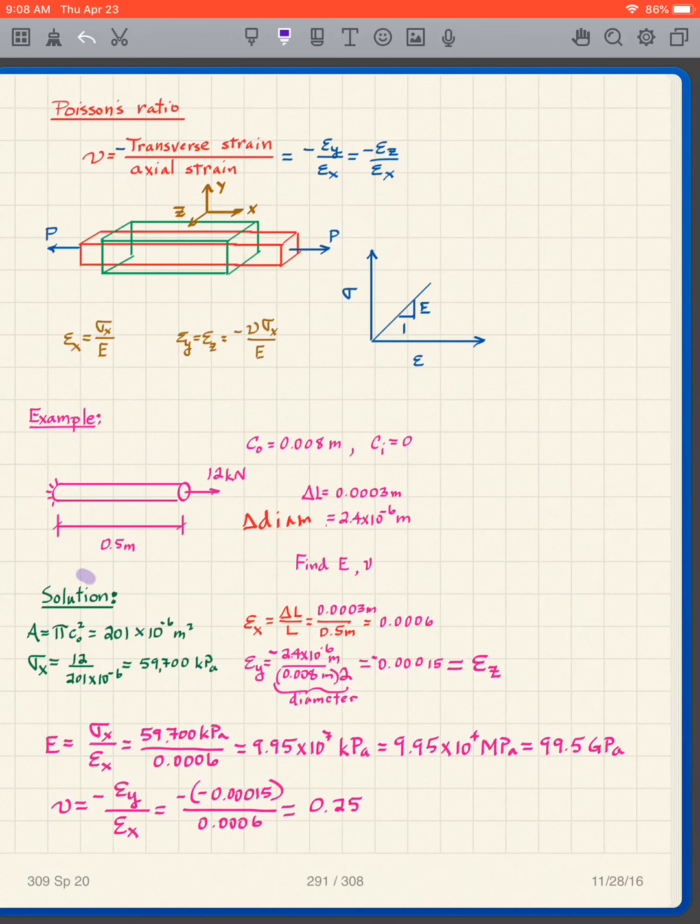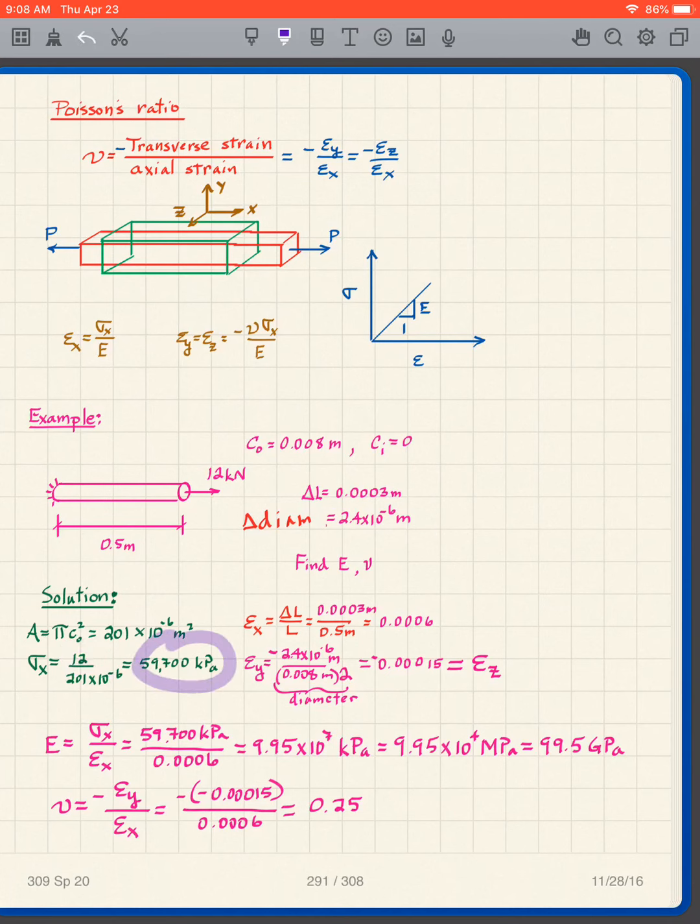Okay, what's the solution? Well, first we figure out the area and get the stresses. So we get the stress. Pi r squared gives me the area. My stress is force over area.